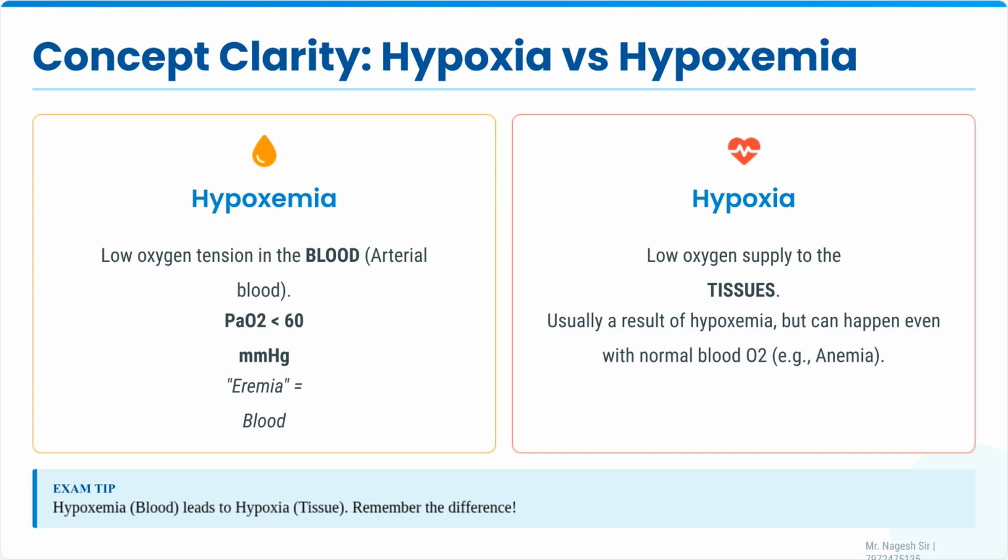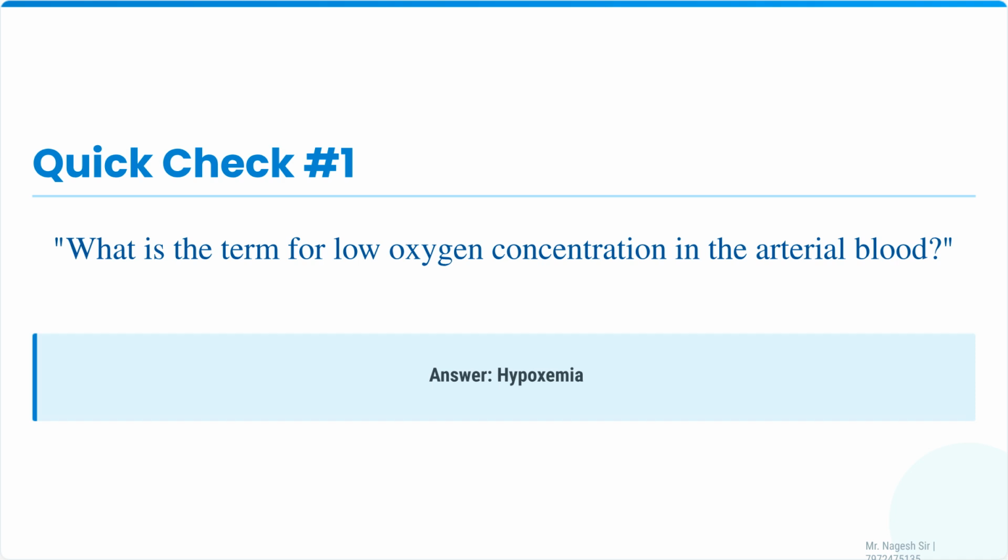It is important to distinguish between hypoxia and hypoxemia. Hypoxemia is low oxygen tension in the arterial blood, defined as a PaO2 below 60 millimeters of mercury. Hypoxia is a low oxygen supply to the tissues, which may occur even with normal blood oxygen levels, such as in cases of anemia. Let's quickly check your understanding. The term for low oxygen concentration in the arterial blood is hypoxemia.